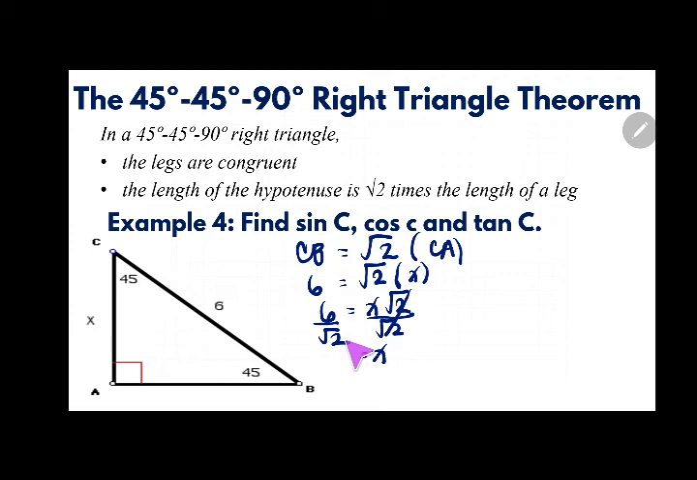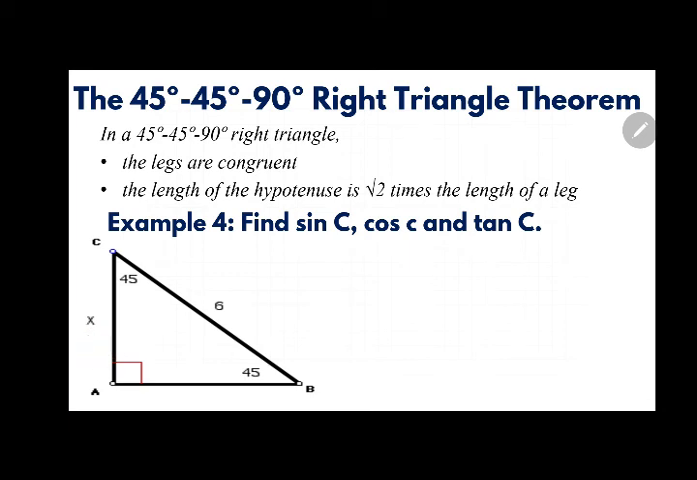At sa kabila naman, kailangan nating i-rationalize ang denominator dahil meron tayong radical sa denominator. So, magagawa natin yun by multiplying square root of 2 sa numerator and denominator. Magiging 6 square root of 2 over 2. So, dahil may common factor ang 6 at 2, kailangan natin siyang i-cancel. So, magiging x is equal to 3 square root of 2. So, yan yung value ng x. Gagamitin natin yung value ng x na 3 square root of 2 para makuha itong tatlong trigonometric ratio na ito.